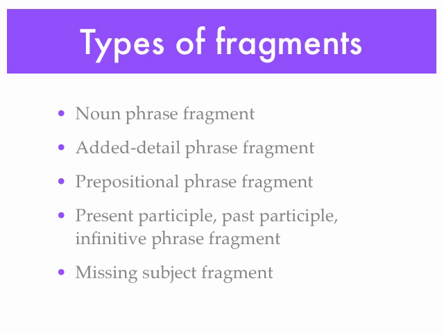There are about 5 different types of fragments. There's the noun phrase fragment, the added detail phrase fragment, the prepositional phrase fragment, present participle, past participle, and infinitive phrase fragment, and the missing subject fragment. And all of these are easily corrected.